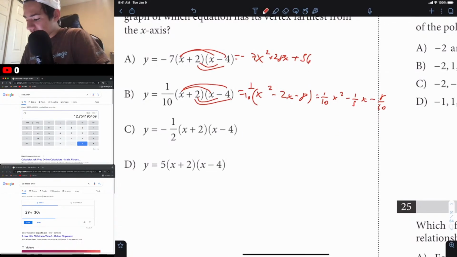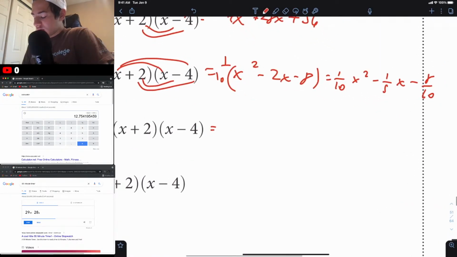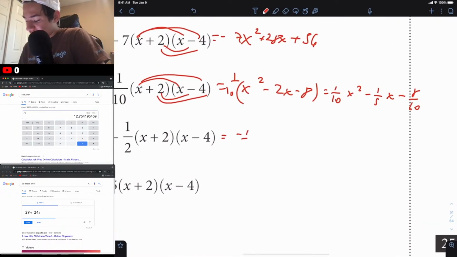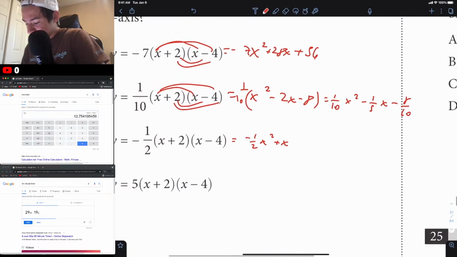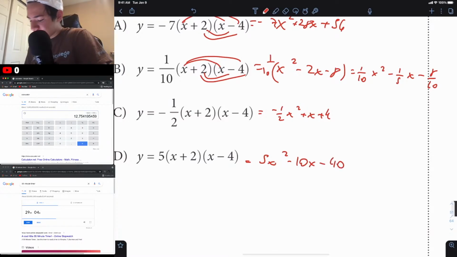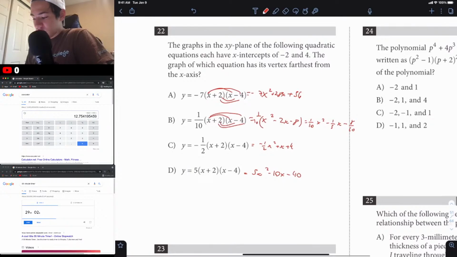This problem's going to take a long time. And then this one's going to be, what's this? Negative 1/2. So negative 1/2 x squared plus x, and then plus 4. Okay. And this one's going to equal 5x squared minus 10x minus 40. Now, which equation has its vertex farthest from the x-axis?